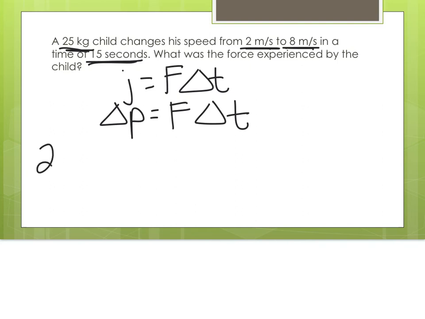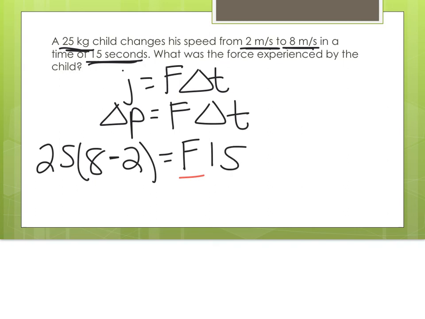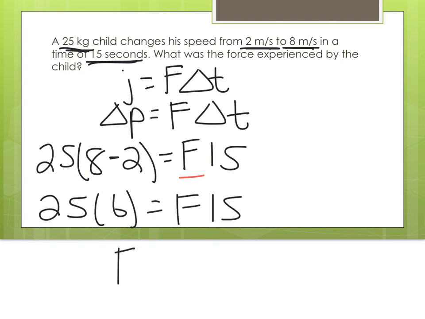So let's plug in our numbers. We have 25 times 8 minus 2. So this is my mass times my change in velocity equals force, what we're solving for, times our time. If I go through my math, I'm going to get a total force of 10 newtons.